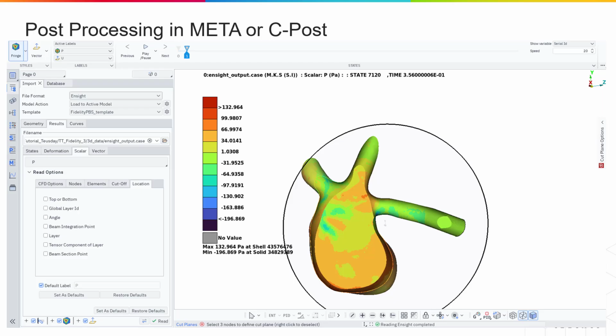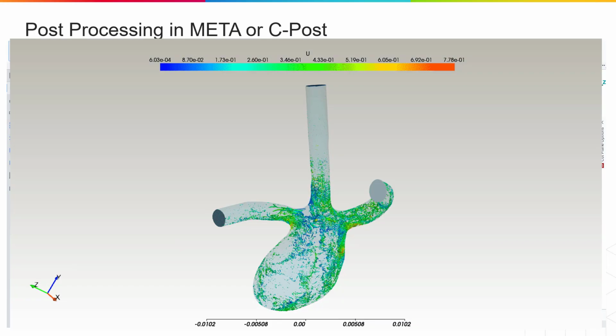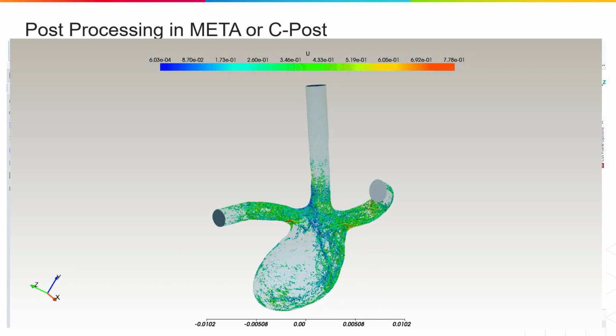Once the data is exported, it is stored in a directory containing the scalar and vector files and the .case and .geo files. You can read the .case file in Meta or Cadence C-Post to read the output file and post-process further for various primary and derived variables for both steady and transient data.